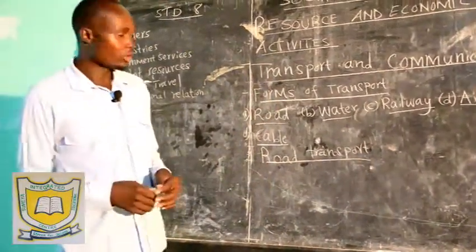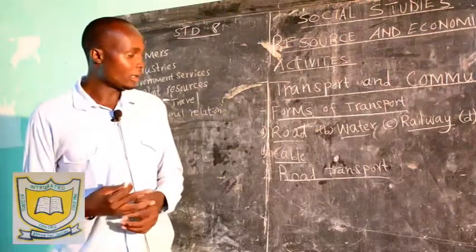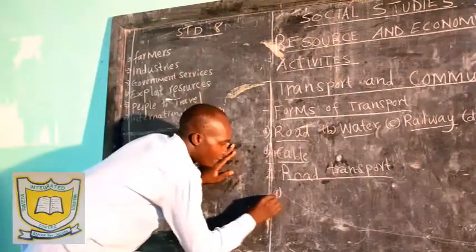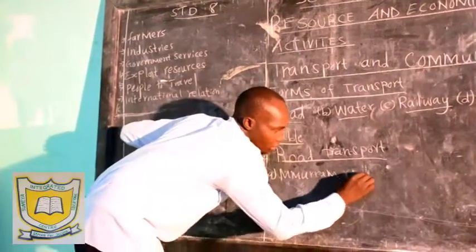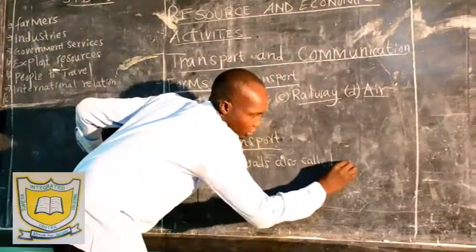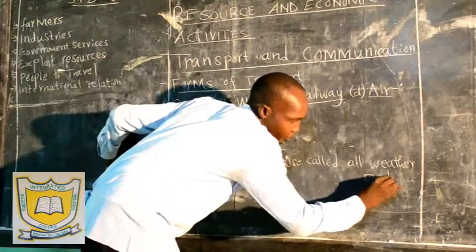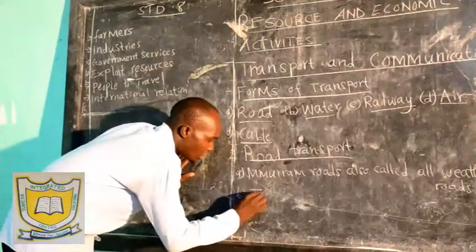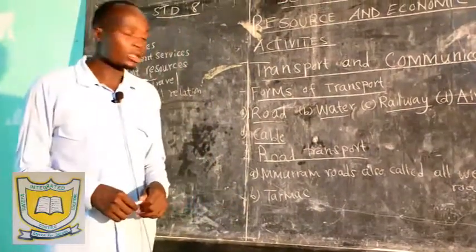So when we talk about road transport, then we are looking at transportation of goods and people on the land. When we come to road transport, we have types of roads. So we have what you call maram roads, also called all-weather roads. So maram roads or all-weather roads, you'll find them. Then B, we have what we call tarmac roads.